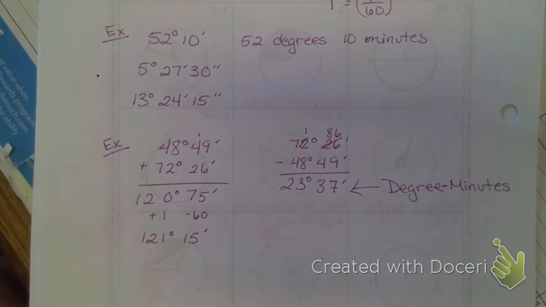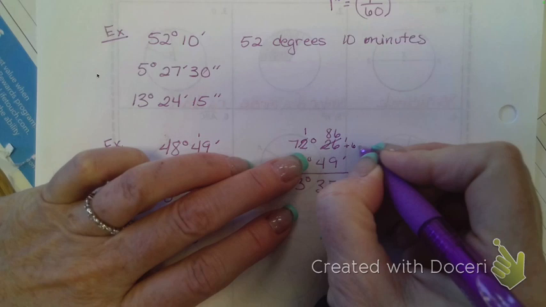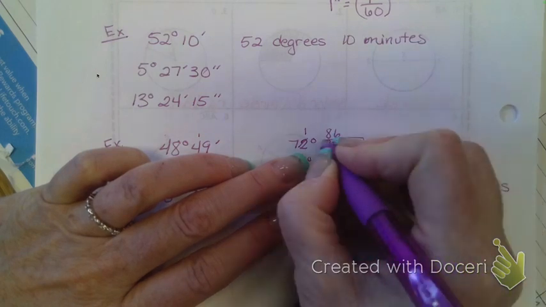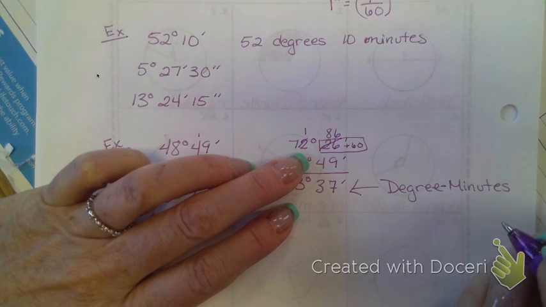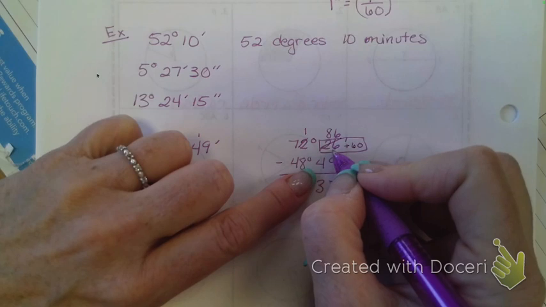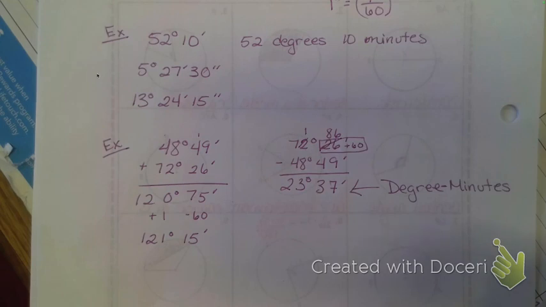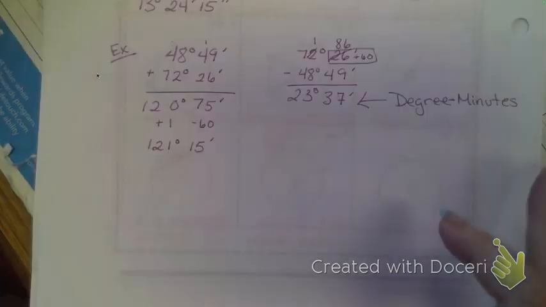What didn't you do right? Did you just mess up or do you have a question? I think I did, because why did you say 86? Because I borrowed 1 degree, so I had to add 60 to the 26. Why did you borrow a degree? Because I can't take 49 from 26. Oh, okay. Everyone else okay? Are we good now?